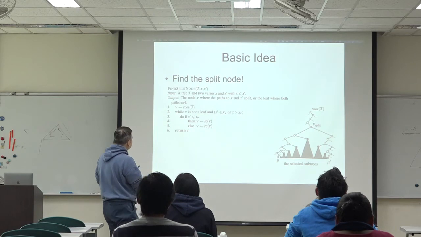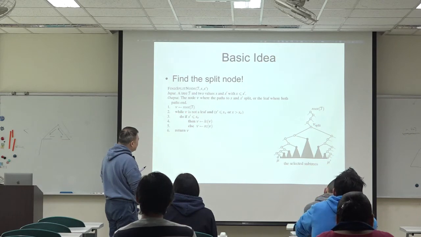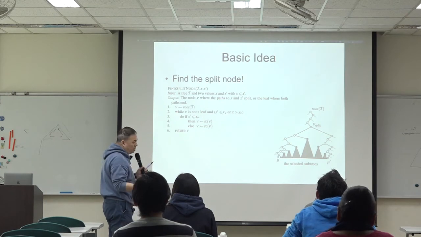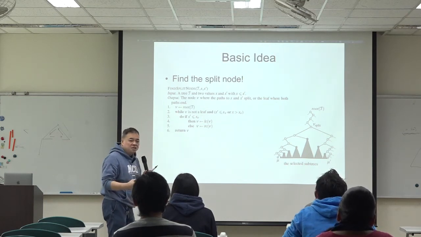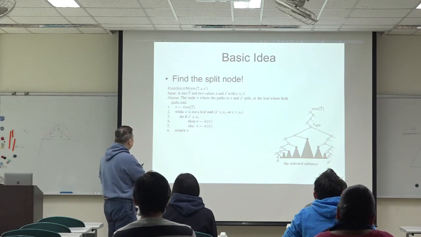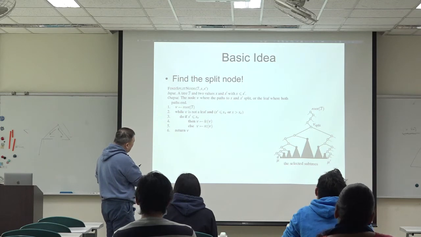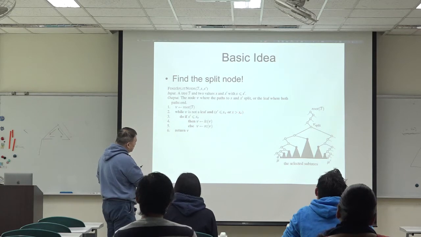So you can start from the root. If this node is a leaf node, then we pretty much have to report it. That's the only node, right? As long as it's not a leaf node, and it's either larger than the upper bound, or smaller than the lower bound, if either case happens, we keep going down.